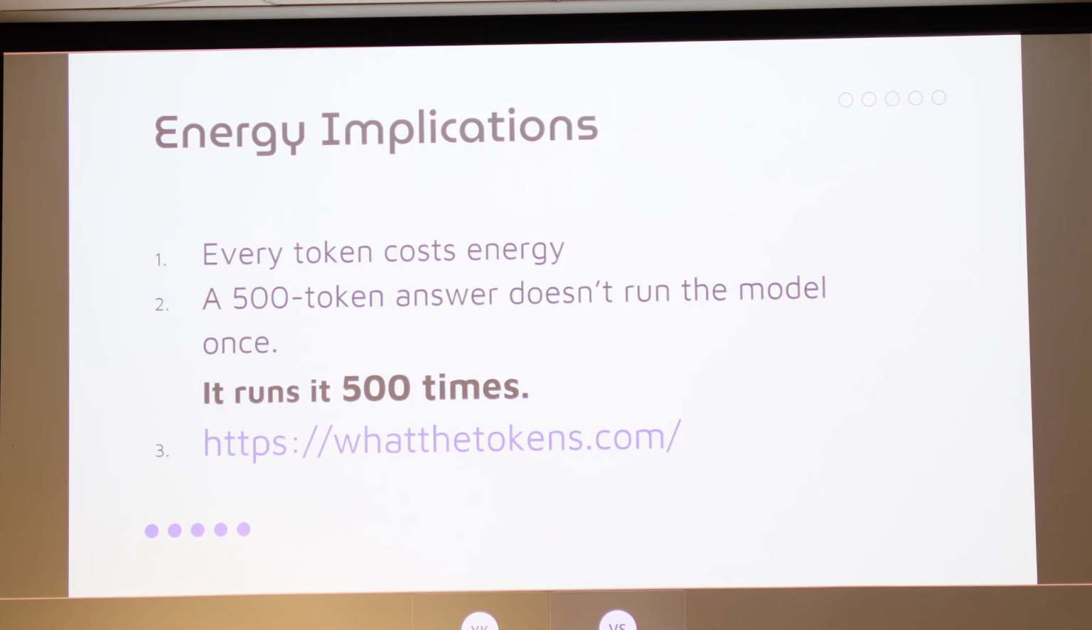So what are the energy implications of this? This is just the last bit. Every token costs energy. In the step-by-step process, you saw how a token is actually decided. And so for a 500 token answer, it doesn't run on the model once. It actually runs on it 500 times.